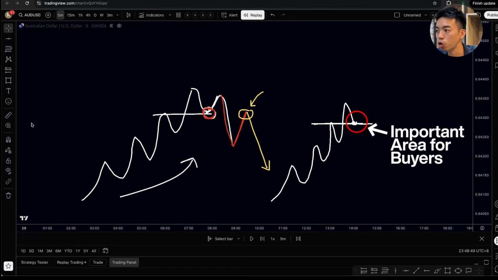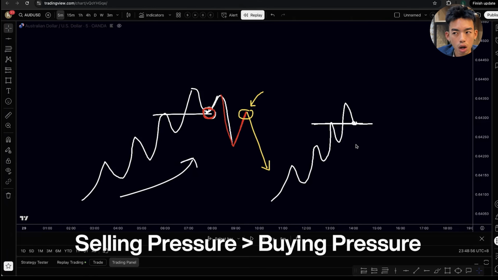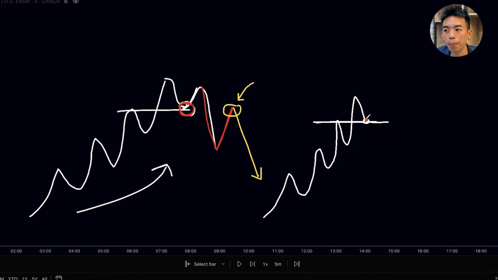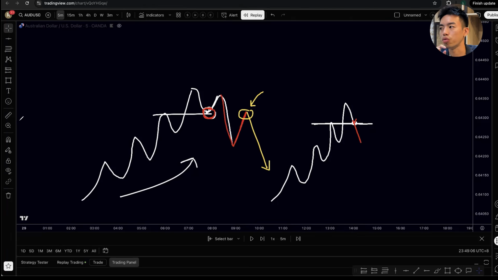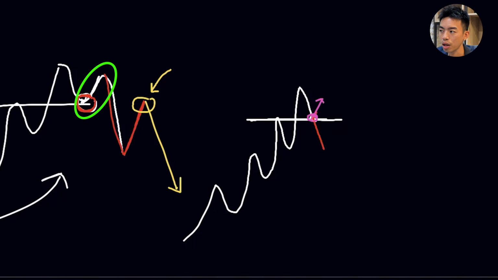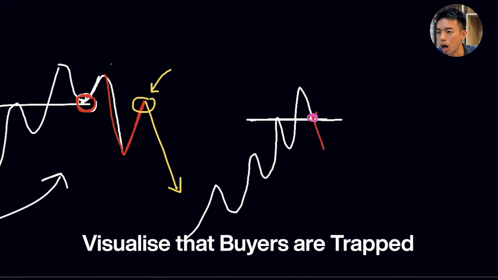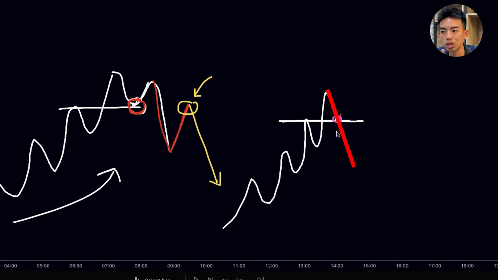However, there will be cases in the market where the selling pressure is way stronger than any buying pressure, where there is no move towards the upside at all and price just continues to drop. What you want to do here is visualize and imagine that anyone who was buying there, although we are unable to see the candlesticks moving towards the upside like trap A, you need to visualize that buyers are trapped in those areas. But because the selling pressure is just so strong, it just pierced through the SNR like that.